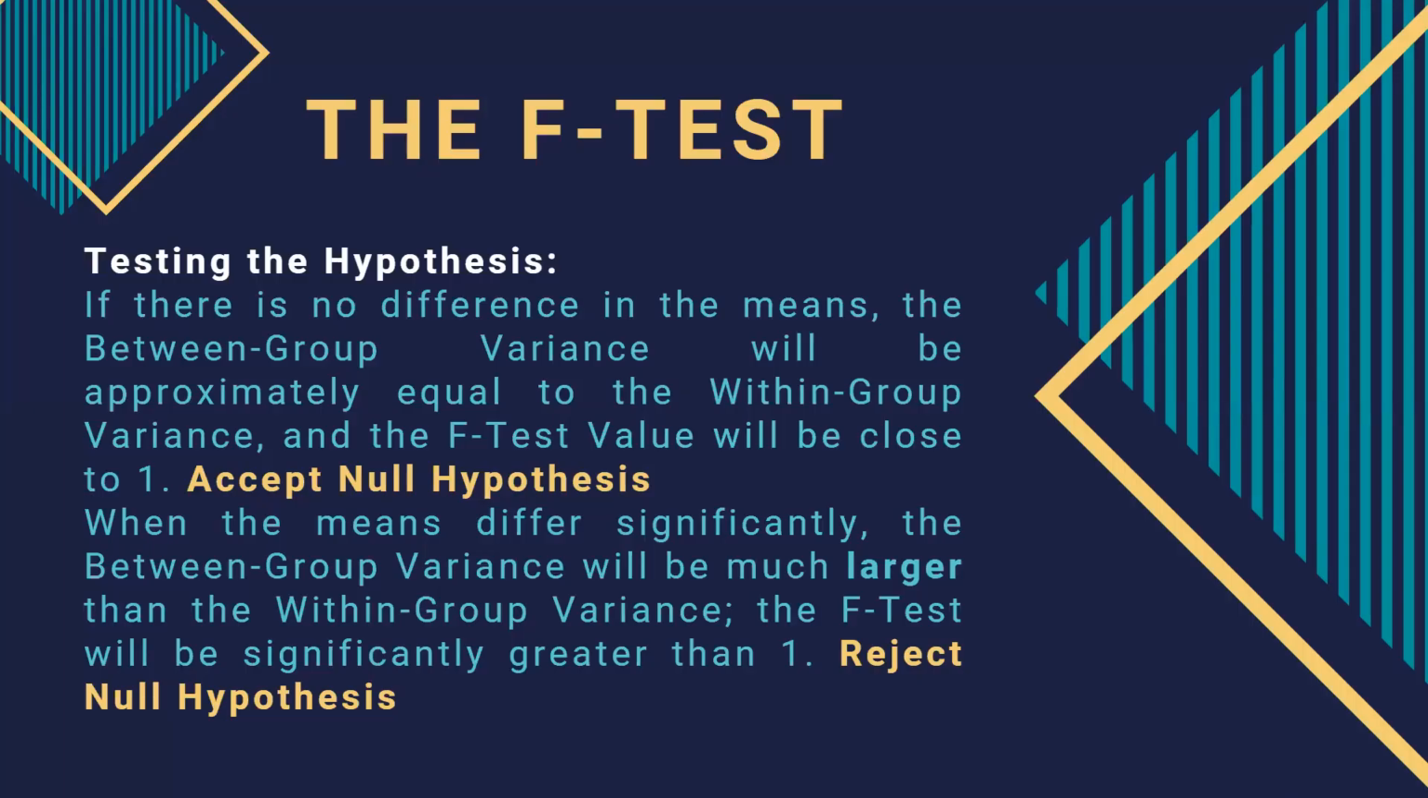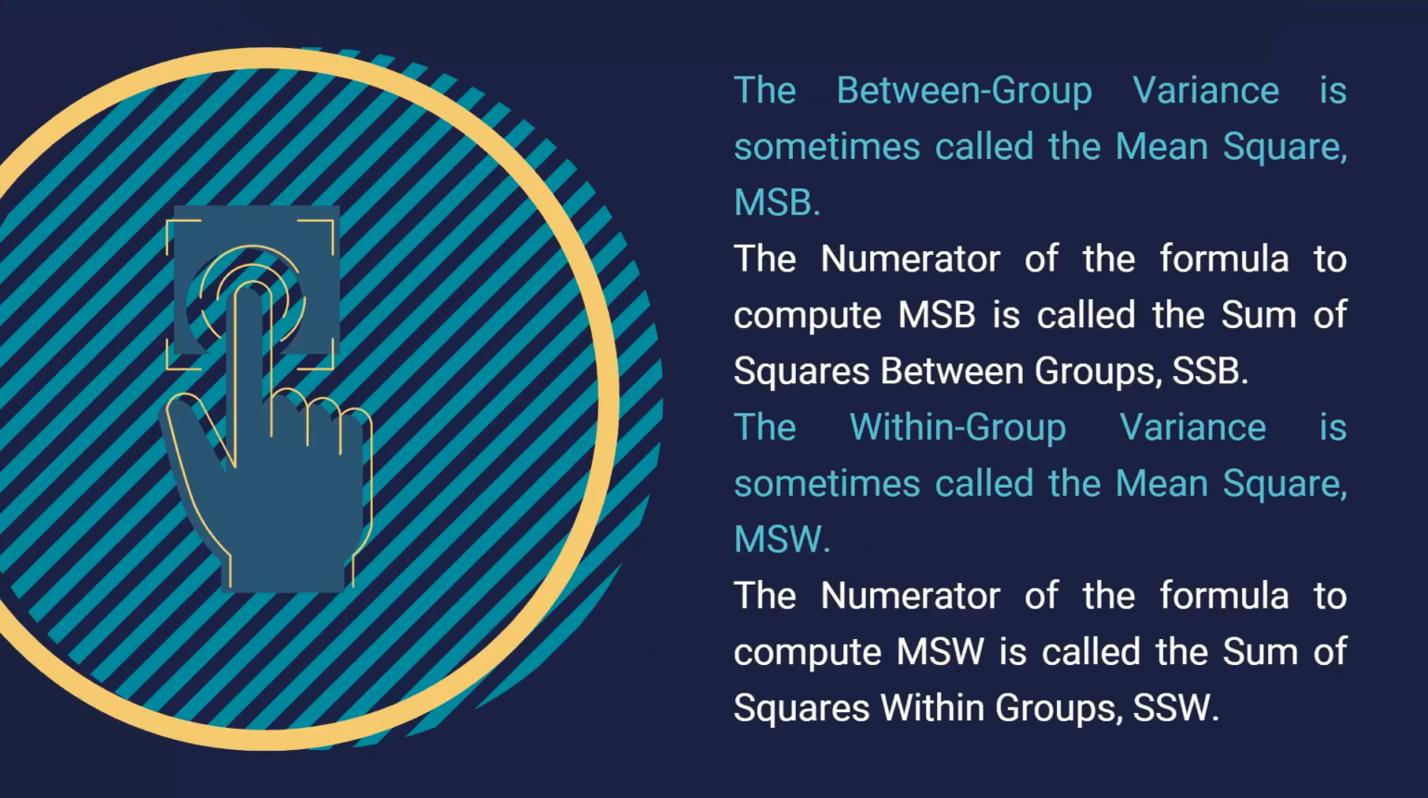Testing the hypothesis using the F test. If there is no difference in the means, the between group variance will be approximately equal to the within group variance, and the F test value will be close to 1. So we will accept the null hypothesis. When the means differ significantly, the between group variance will be much larger than the within group variance, and the F test will be significantly greater than 1, and we will ultimately reject the null hypothesis.